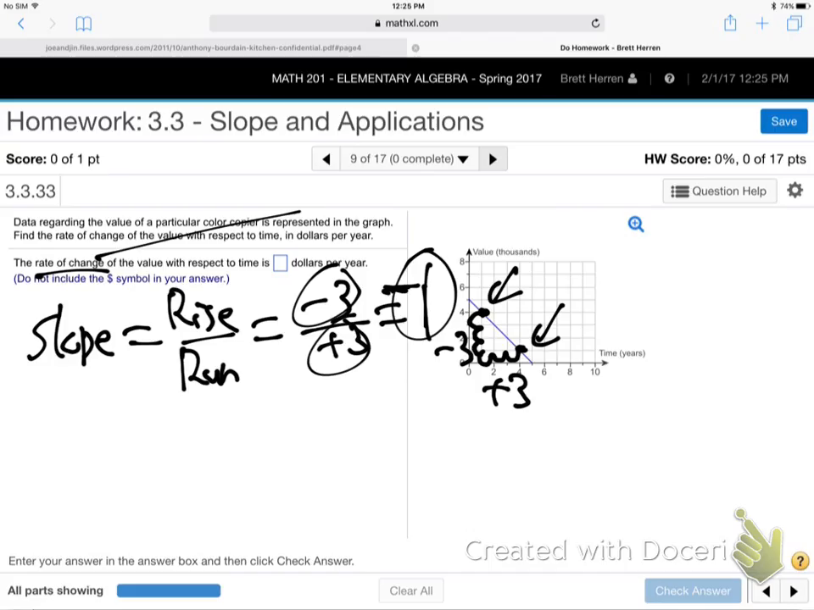Good on that? These are all just slope. Just problem after problem after problem. Rise over run, rise over run. They just keep doing the same thing. Slope, slope, slope.